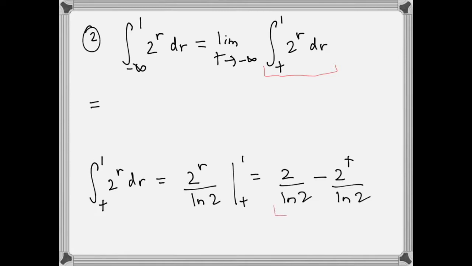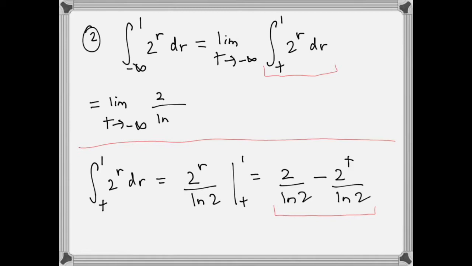So again, everything you see here is going to get replaced above. And so this becomes the limit as t goes to negative infinity of 2 over ln of 2 minus 2 to the t over ln of 2. So what does 2 to the t look like as t goes to negative infinity? I want you to think about that. What is something to the power of negative infinity? Isn't that the same thing as 1 over 2 to the power of infinity?